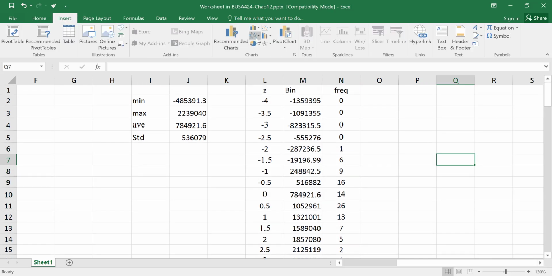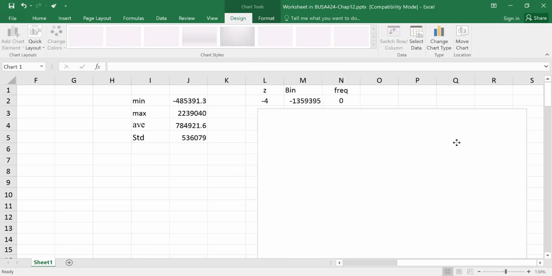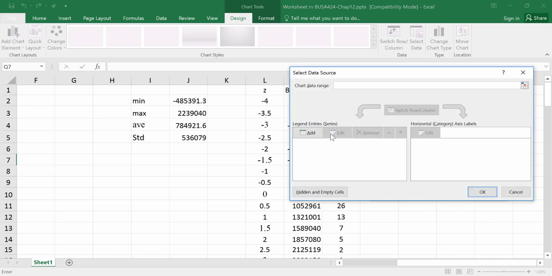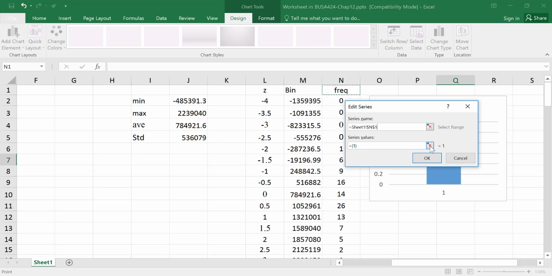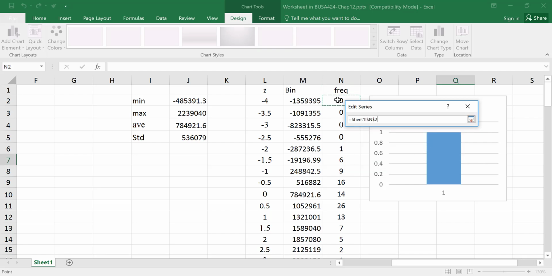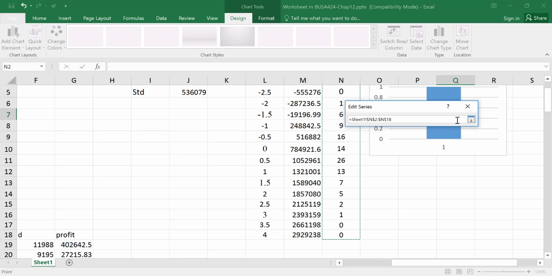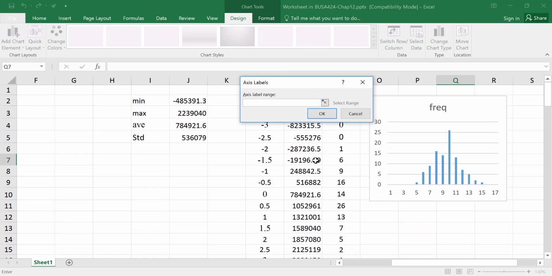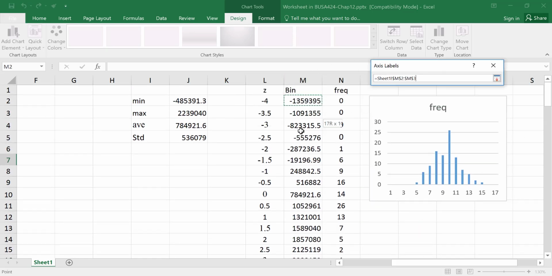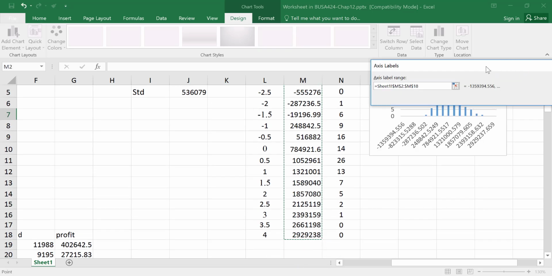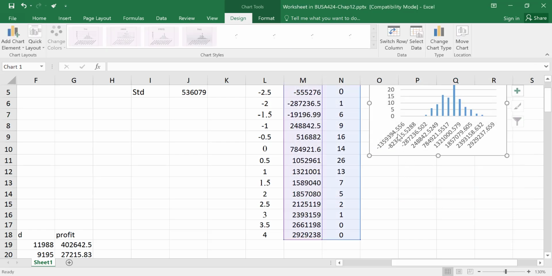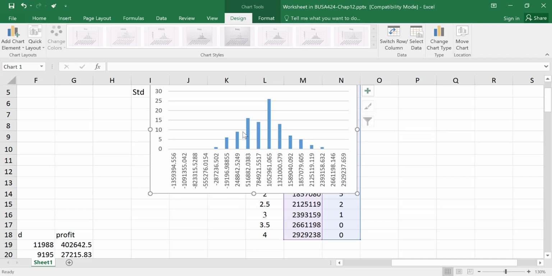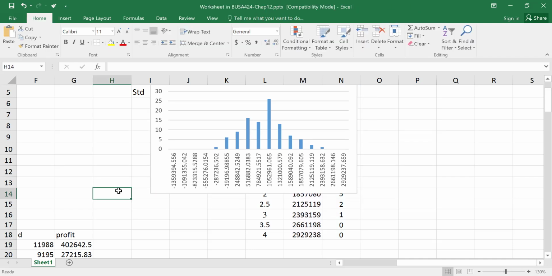So if you plot this using these bars, you can see more data about this value. So select the data, and the series name is frequency. Then we select these frequency values, and for the axis we can select the value of the bin, and you can see more accurately what the numbers are and what the frequency of these numbers is.